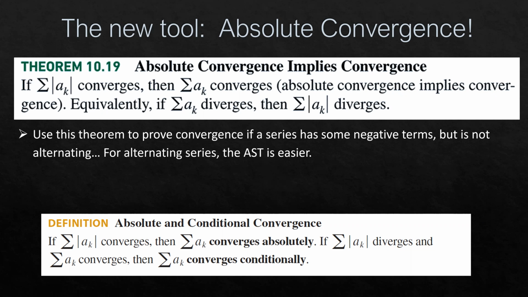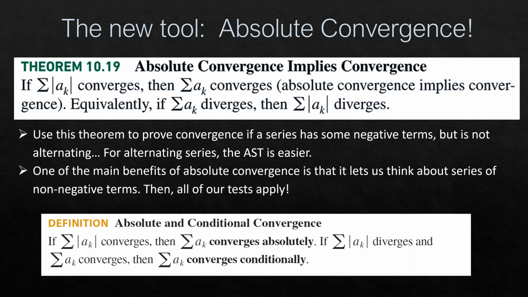Not necessarily the alternating series, but you could use it for an alternating series. One of the main benefits of absolute convergence, though, is that it lets us think about series of non-negative terms, and all the tests that we said didn't work before would apply. All right.